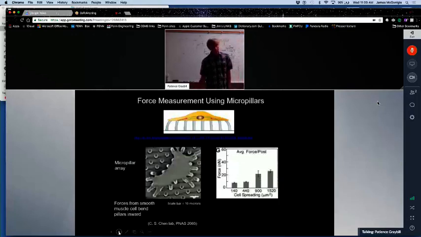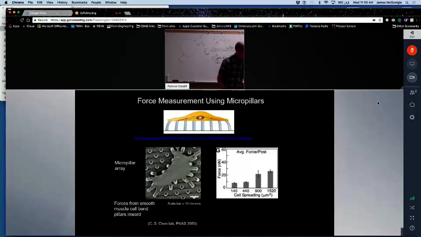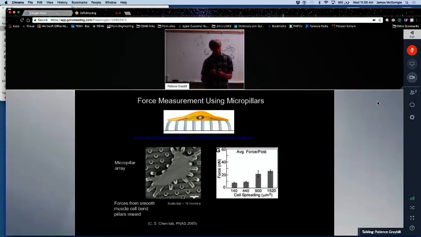Okay, and finally, instead of using beads, you can use micropillars, and you put a cell down on pillars like this, and then just look at the pillars and see how much they're bent. And that tells you very directly the force at every point where you're interacting with the micropillar. And in this experiment, they looked at varying degrees of cell spreading, and they found that the more they made cells spread, the larger the average force per post ended up being.